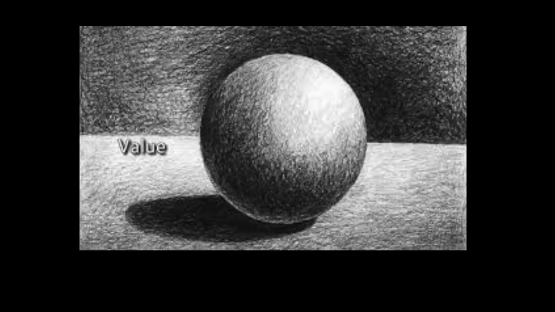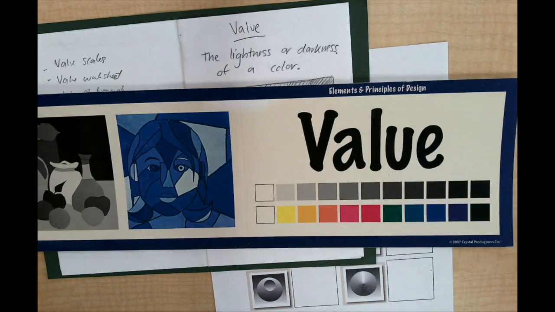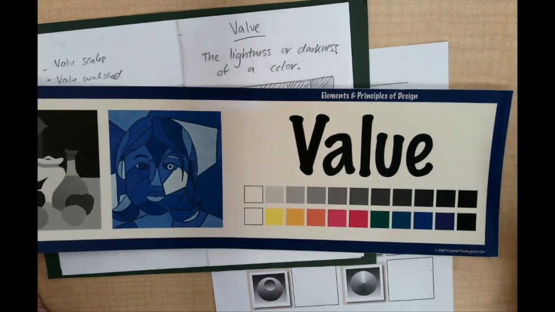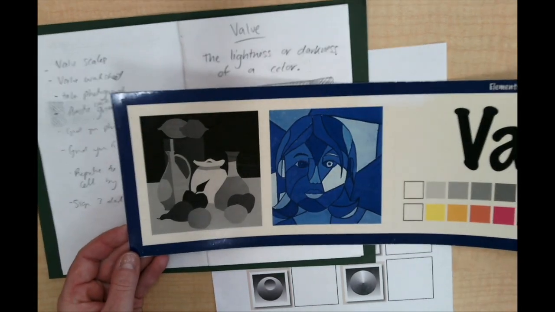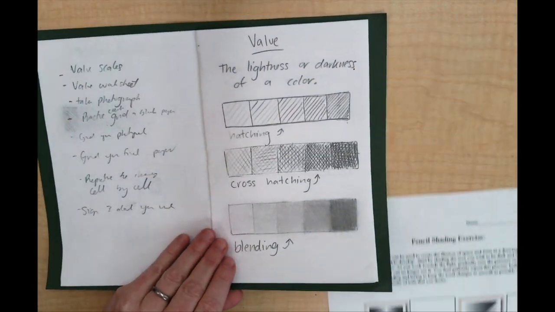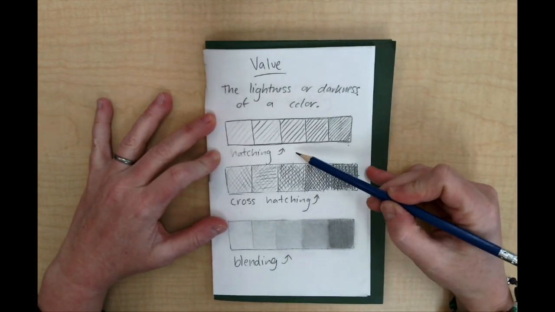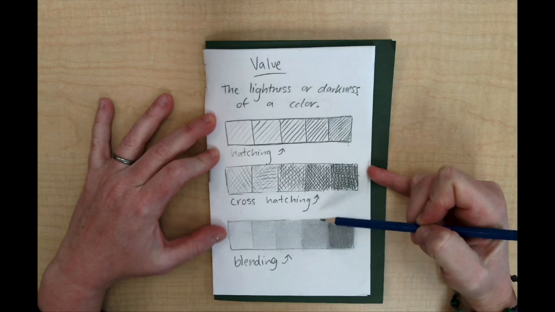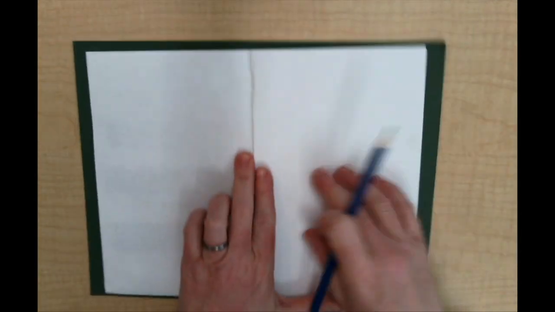Now, let's talk about value and the pencil shading exercises that we're going to do today to prepare for our pencil shaded photorealistic self-portraits. Okay, we will be working with value, the lightness or darkness of a color, and we'll just be working with graphite pencil, so just value. You can see here 3 different value scales showing different ways to create value: hatching, cross-hatching, and then blending. We're going to be working a lot with blending.